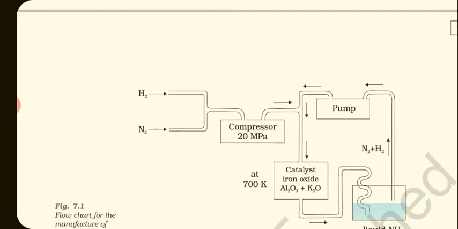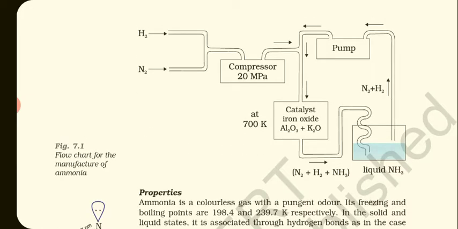This is a diagram you have to draw in the examination. Flow chart for the manufacturing of ammonia gas. H2 and N2 are taken from two cylinders, where a compressor generates a pressure of 20 megapascal. Then these two gases are propelled into a catalyst chamber where iron oxide and Al2O3 plus K2O is kept at 700 Kelvin.